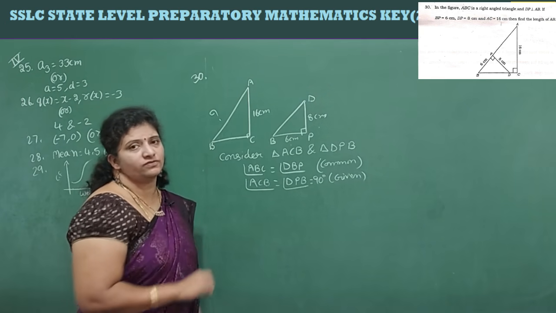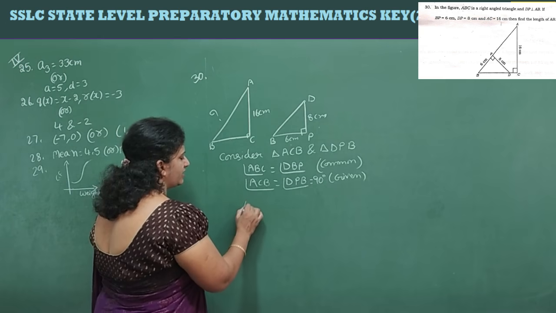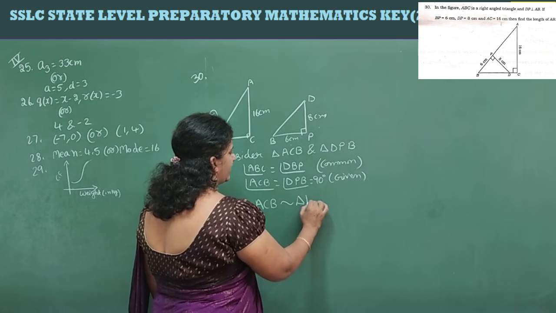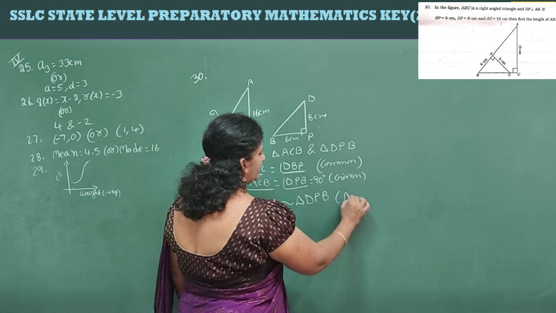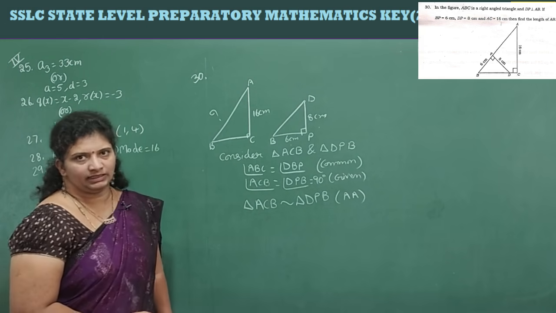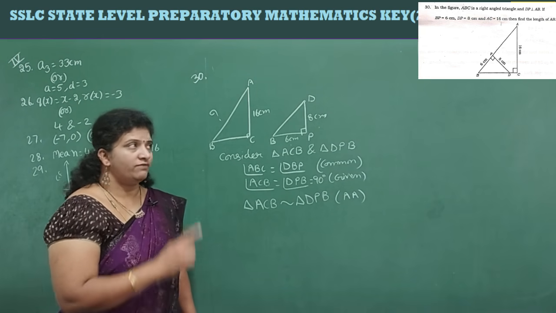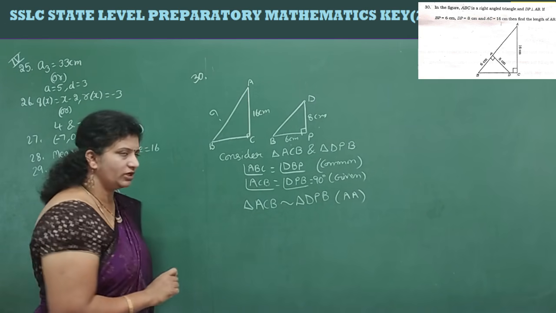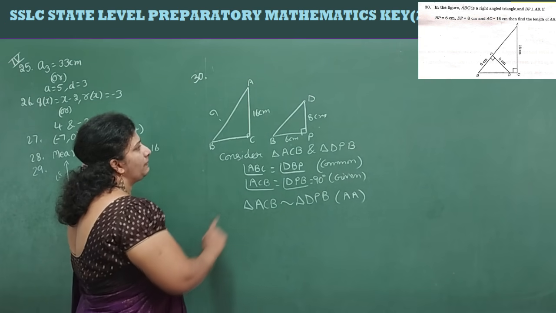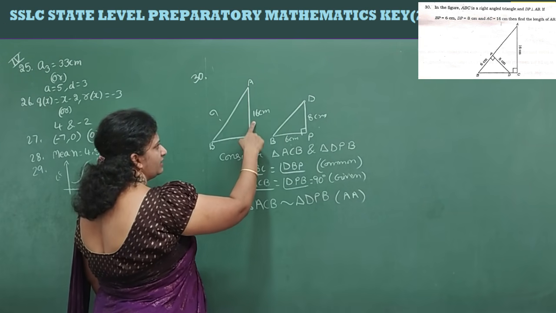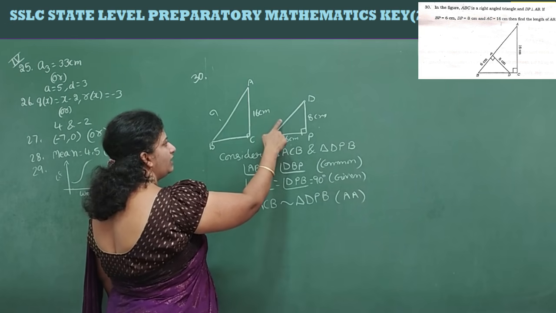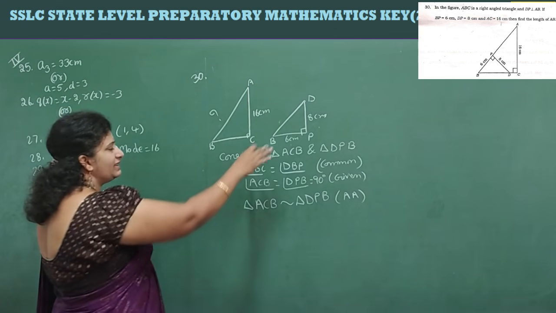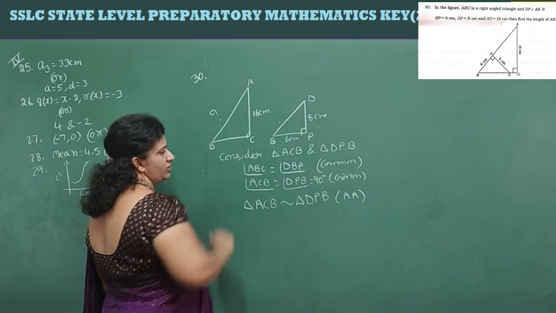If two corresponding angles of the two triangles are equal, then what can I say? Then the two triangles are similar. Triangle ACB is similar to triangle DPB. By which criteria? Angle similarity criteria. Now again I remember something. If the two triangles are similar, then their corresponding ratios are in proportion. Now observe here carefully. In this triangle, this side you know, and the corresponding side you know. And here this hypotenuse you don't know, and this also you don't know. Observe carefully. In this right triangle, you can find the hypotenuse value.